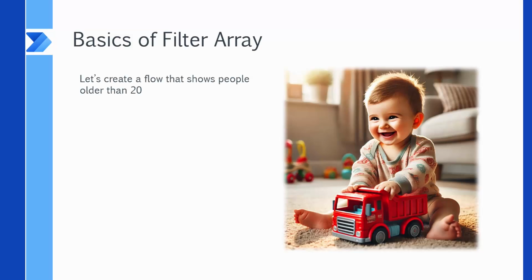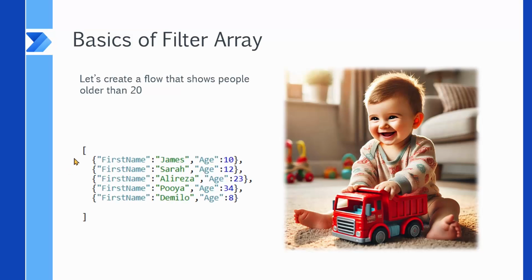And here we go with our example. I want to create a flow that shows people older than 20 in this array. Arrays in JSON or in an array variable in Power Automate are displayed in square brackets. So square brackets, and I have one record, two, three, four, five records, and each record has two simple properties: first name and age. So if I have this array inside Power Automate, our flow should return this record and this record. Let's see how it works.